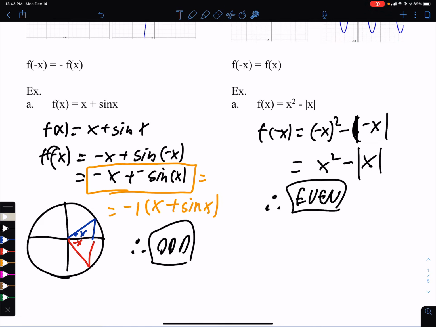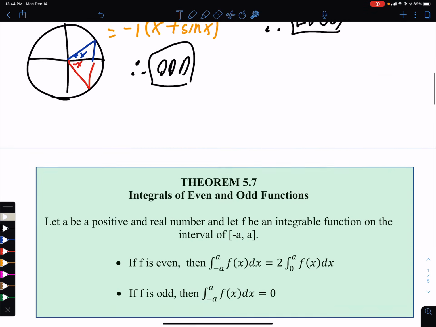Just a reminder, to find out odd, you plug in a minus x for all the x's, and if your answers are exactly opposite of each other, then it's odd. Then, for this one, we plugged in a minus x for all the x's. If your answer is the same as your original, then it's even. So that's the testing of odd and even.